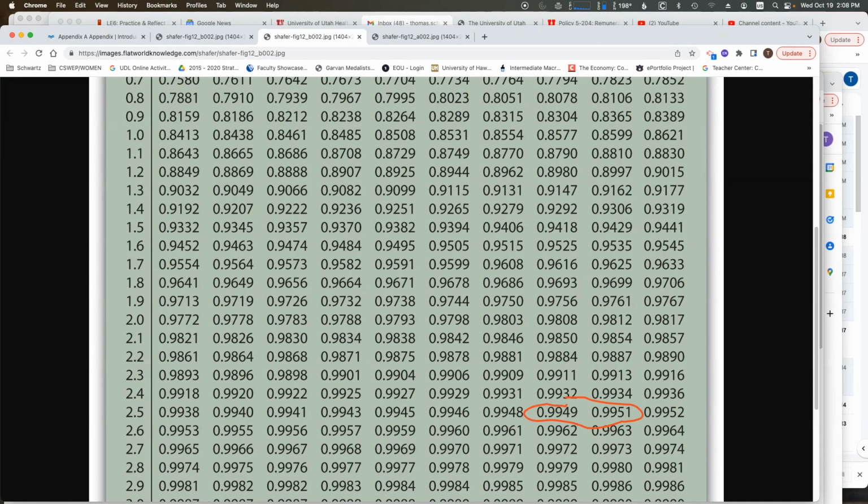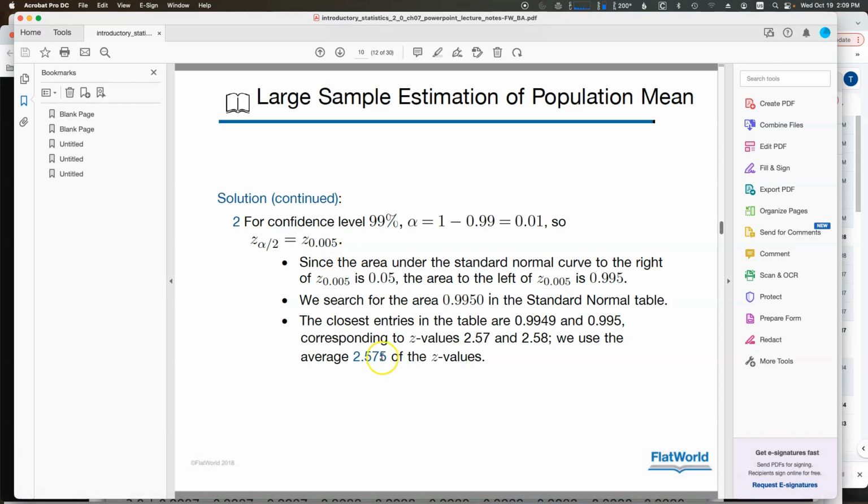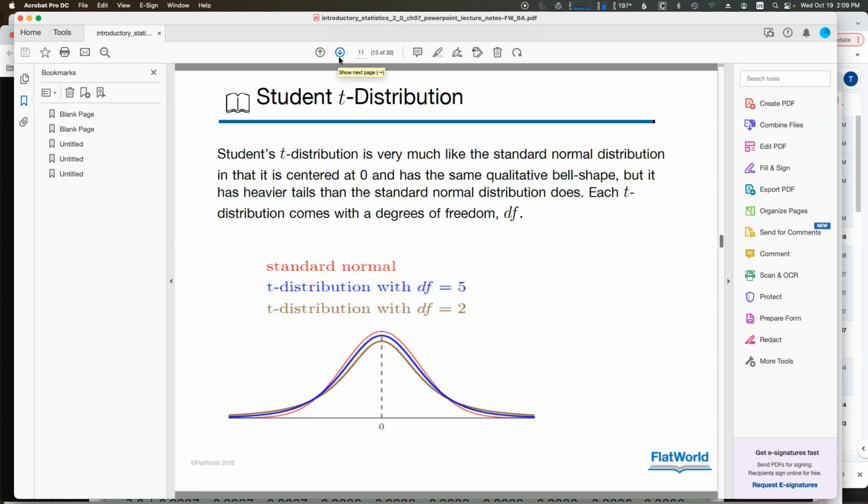Oh, yeah. And we see that right here. So essentially what we're doing here is we're looking for those statistics and trying to find the z-values that give us that confidence interval.